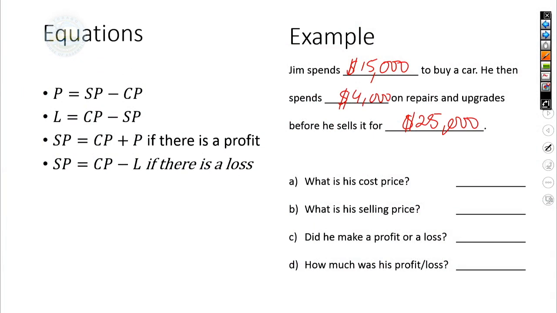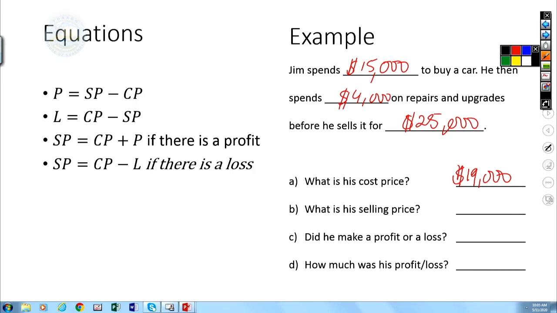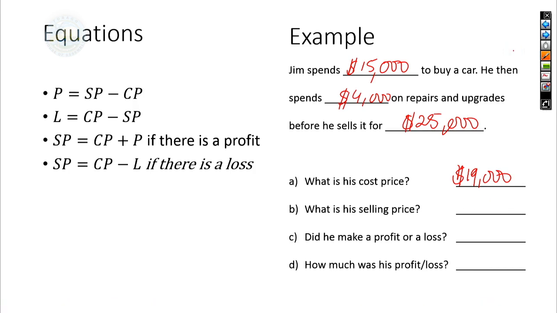Now, did Jim make a profit? The cost price is still the 19,000. His selling price is now 25,000. Don't mind the handwriting. Let me write that over for you. 25,000. It means that he did make a profit, and a profit of how much? The difference, 25 grand minus 19 grand. He made a profit of $6,000. Simple mathematics, right? Nothing too hard.